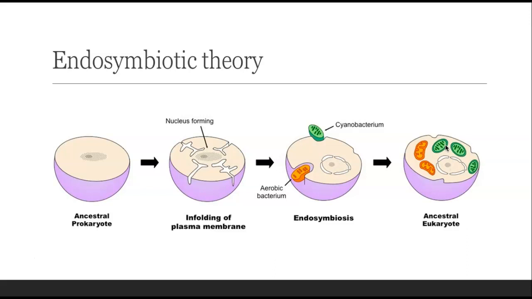So this is basically a fact, and the reason that we know this is because if you look at mitochondrial DNA and chloroplast DNA, they have DNA that is very, very similar to ancient aerobic bacteria and cyanobacteria. And so they're related. And so basically this points to this being the case.